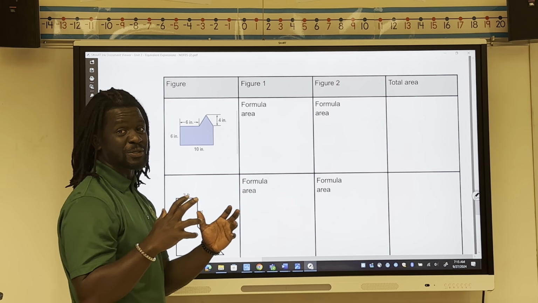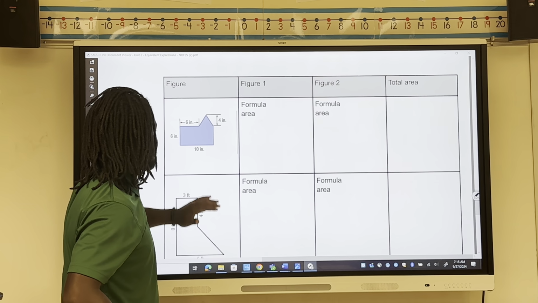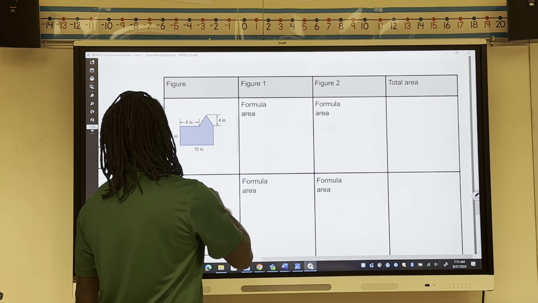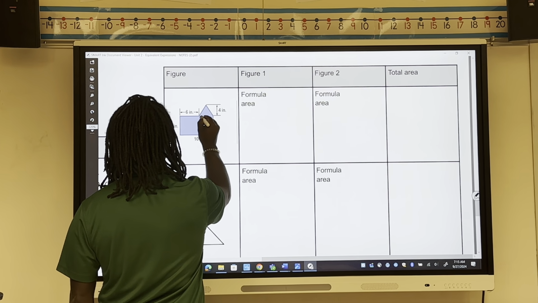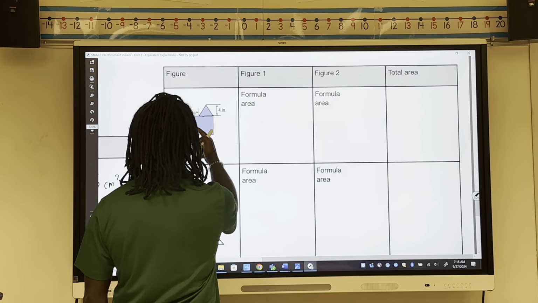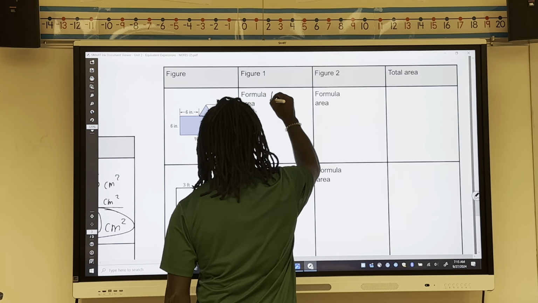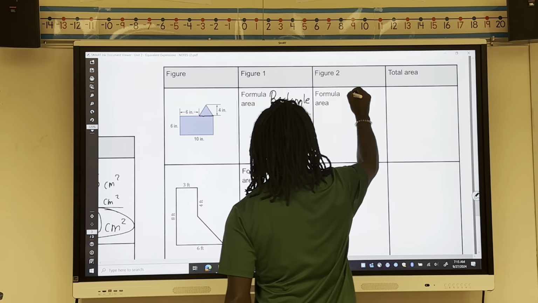Again, you're only using this part of the video to check your work after you have already worked these out on your own. All right. So, I'm cutting this up, rectangle and a triangle. Okay, so I got a rectangle. I got a triangle.